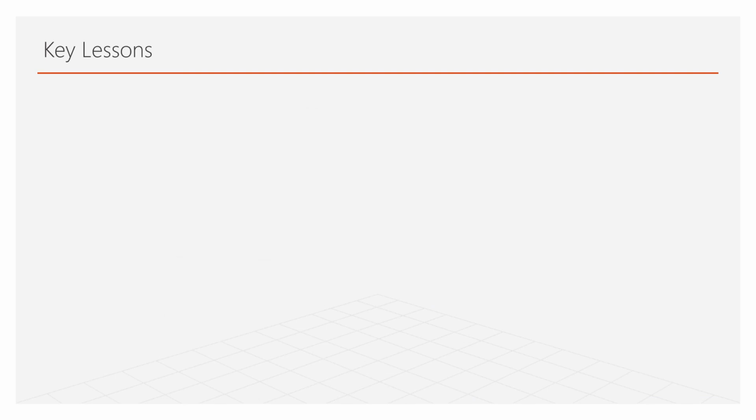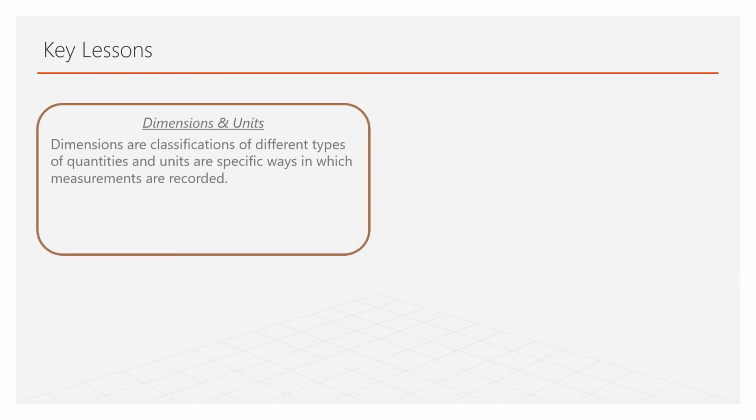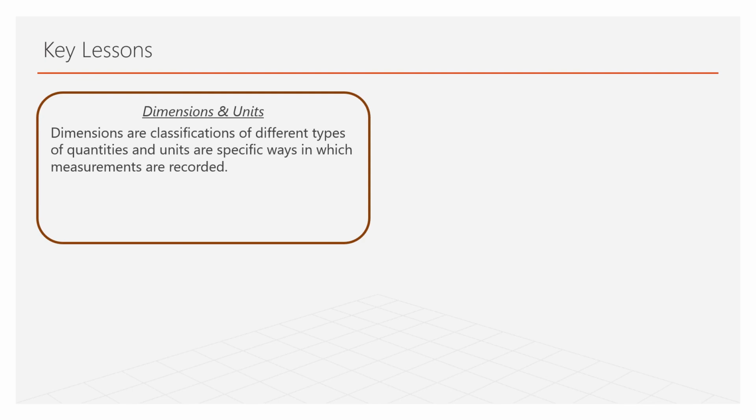That concludes today's lesson on units and dimensions. But first, before we leave, let's go ahead and review today's key lessons. We saw dimensions and units. We found that dimensions are classifications of different types of quantities, and units are specific ways in which we measure those. For example, length is a dimension, but centimeters, inches, meters, and miles are all units of length.